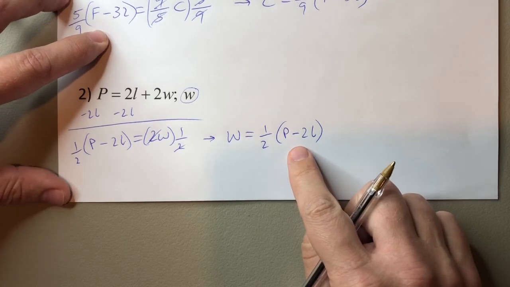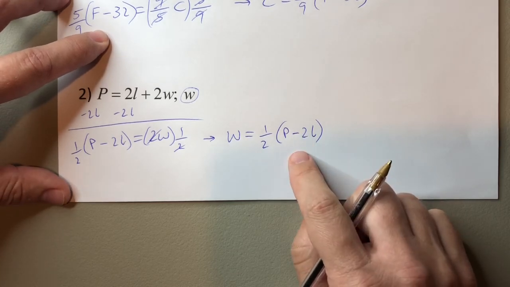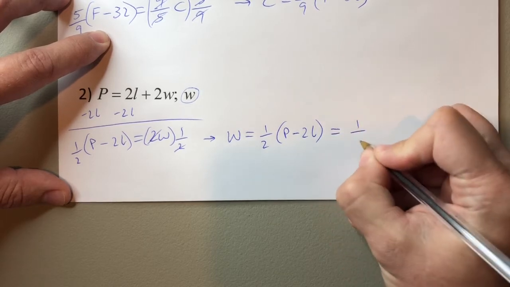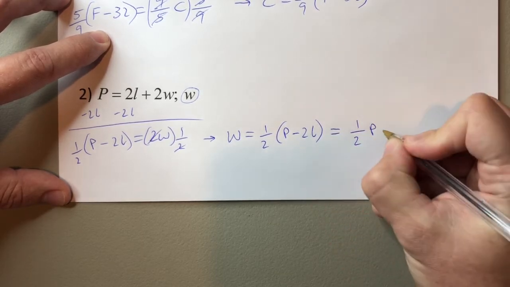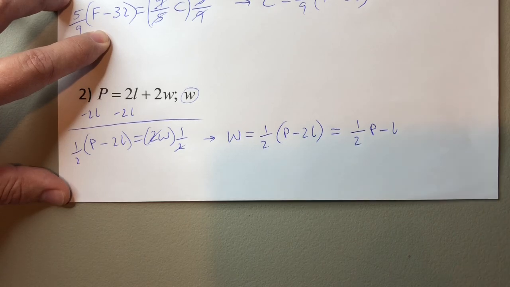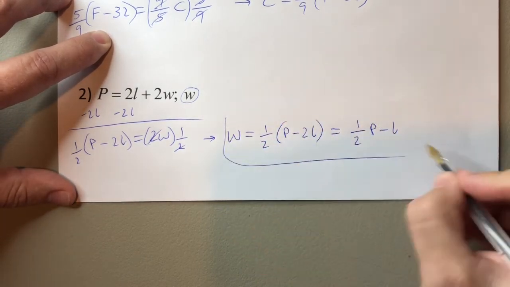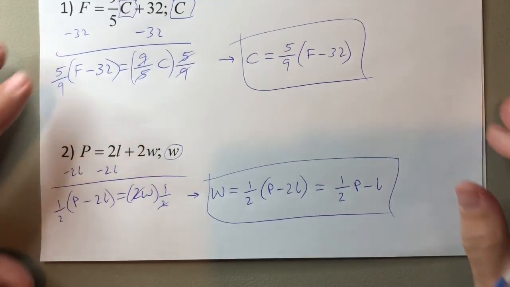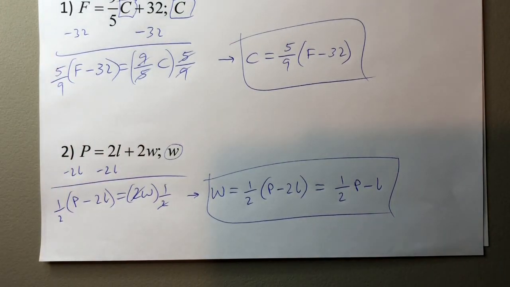You can leave it just like this. This is fine. Stop here if you like. If you really want to, though, you can distribute the 1/2 through, and that would give you this. Either way. All right, so that completes the notes here for section 1.6.